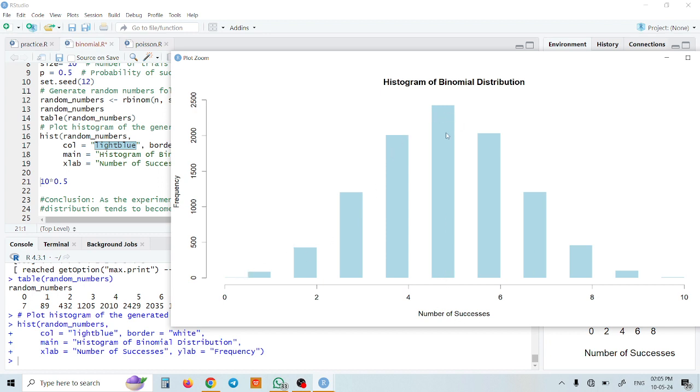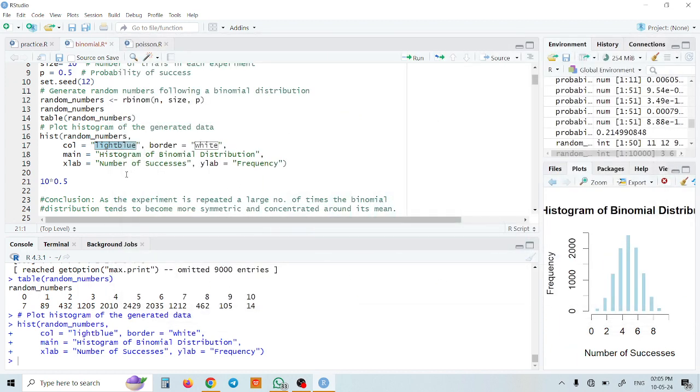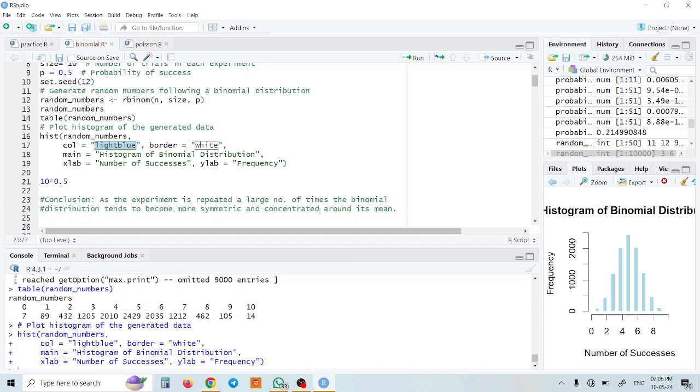This is the bar for the mean. So 50% of the values are lying lower than the mean, and 50% higher than the mean. So it is fully normally distributed. What can we conclude from this? As the experiment is repeated a large number of times, the binomial distribution tends to become more symmetric and concentrated about the mean, okay. So this is what we can conclude as we are increasing the number of experiments. The trials and the probability are fixed, okay.